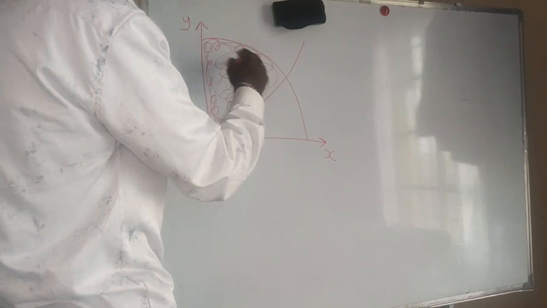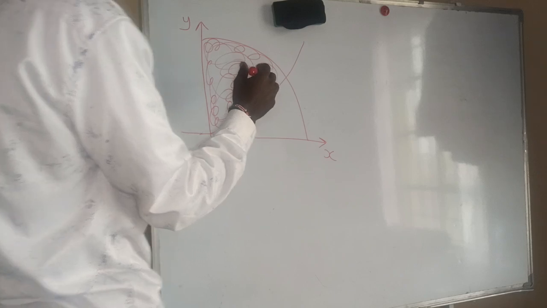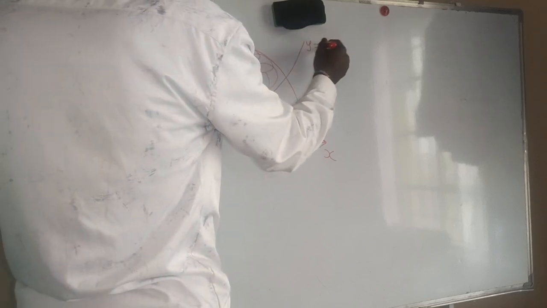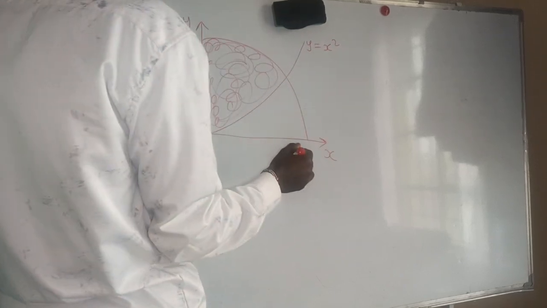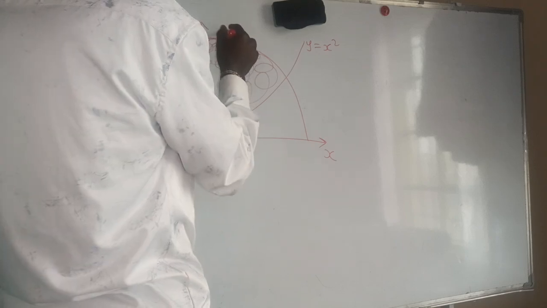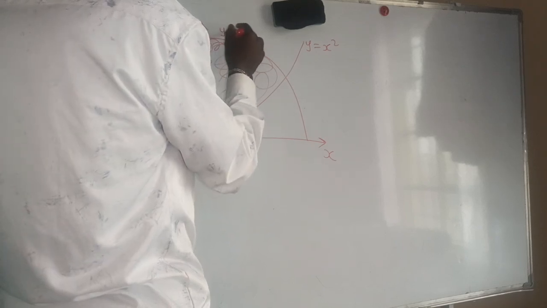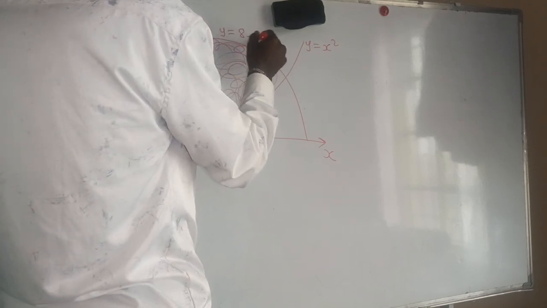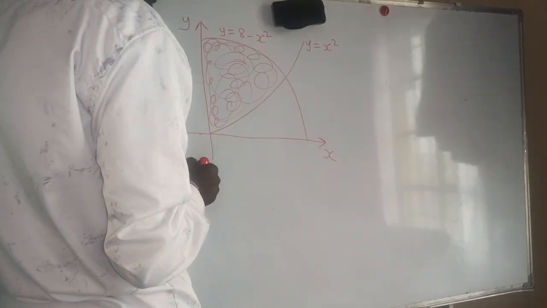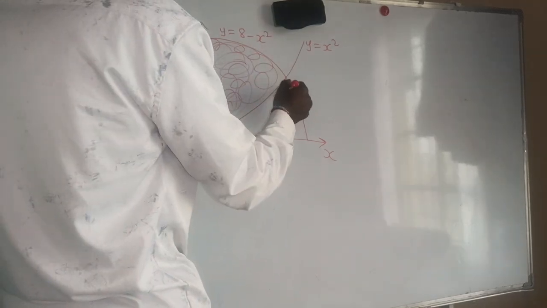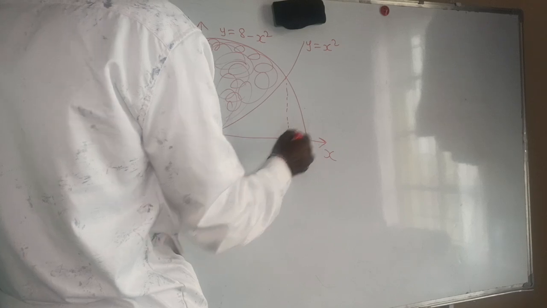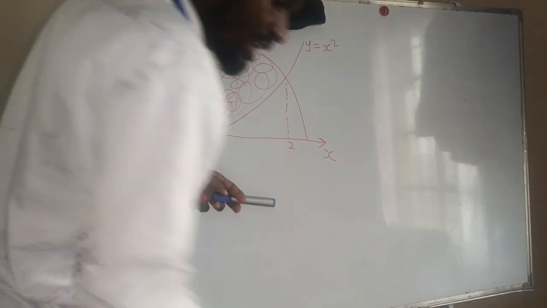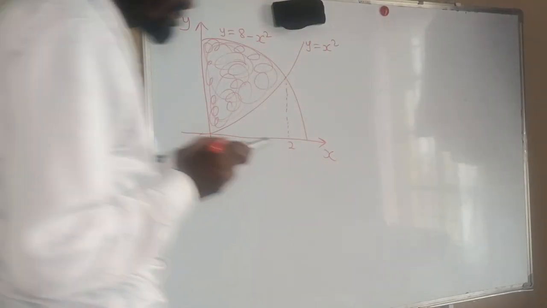And this arrangement has this as y is equal to x squared, and this other curve is given the equation y is equal to 8 minus x squared. And I'm told that at this point of intersection, the value of x is 2. I'm told to get the area of the shaded region.